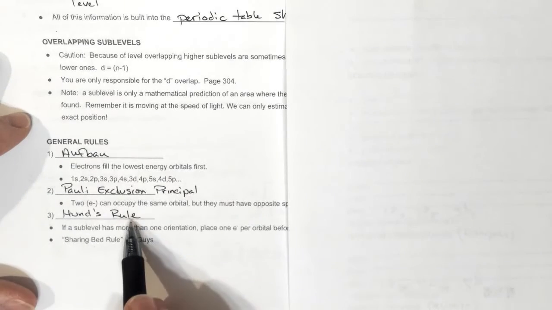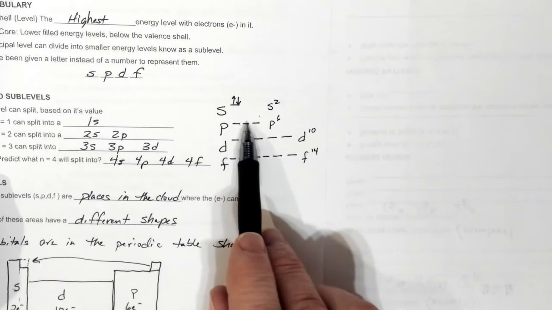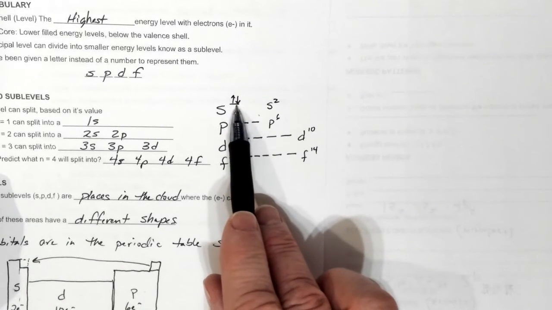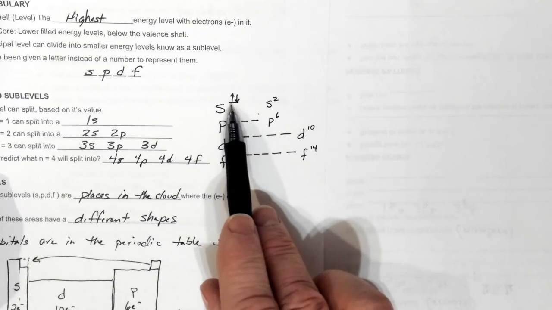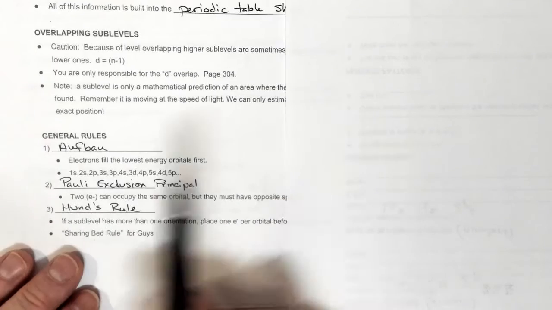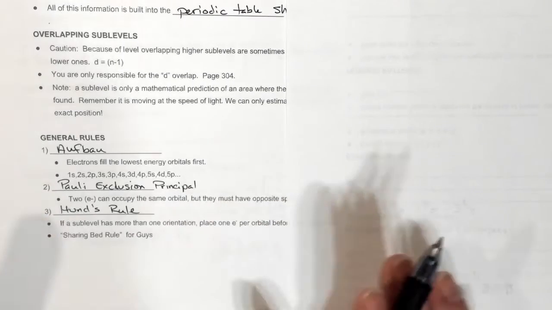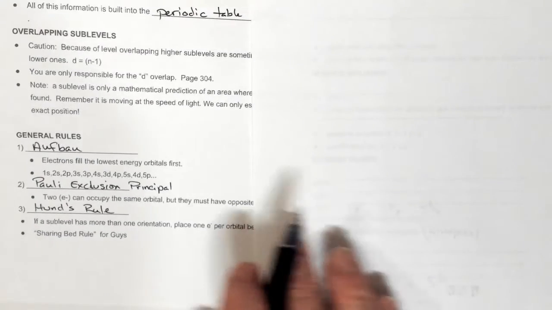And then we have Hund's rule, which says when there are empty orbitals available, electrons will fill the empty ones first before they pair up, because they both have a negative charge. They'll only pair if they have to. Okay? That's Hund's rule. So, what does this all mean? Well, let me show you. Let's do an orbital diagram.